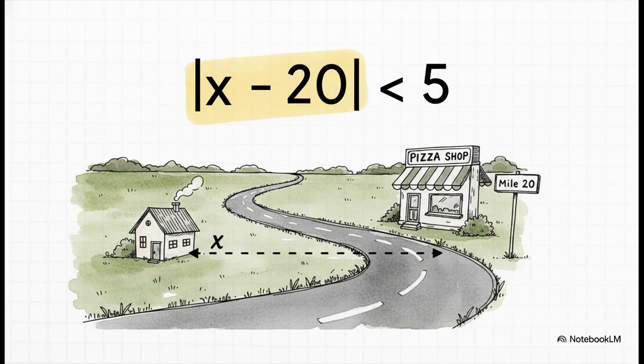So how do we turn that into math? Well, if your house is at some unknown mile marker, let's call it x, then the distance between you and the pizza shop is the absolute value of the difference, right? So the absolute value of x minus 20. And since that distance has to be within 5 miles, it has to be less than 5. And boom, just like that, we get our inequality.